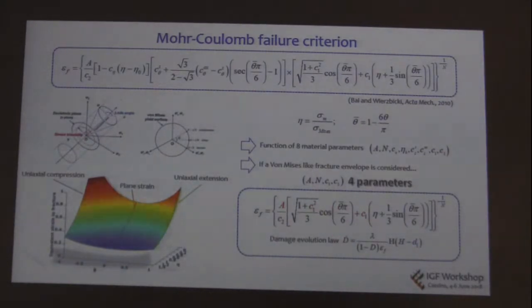So this expression is much easier to use, and in first approximation it gives very good results for certain types of material. So the damage evolution law, in this case, is presented simply by a function of the plastic multiplier, the damage, and the failure strain.